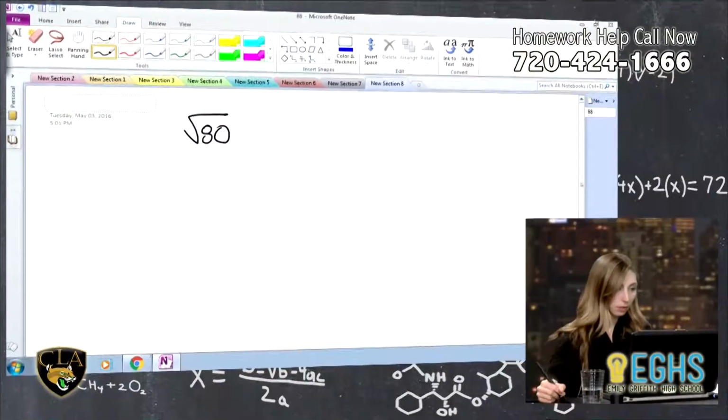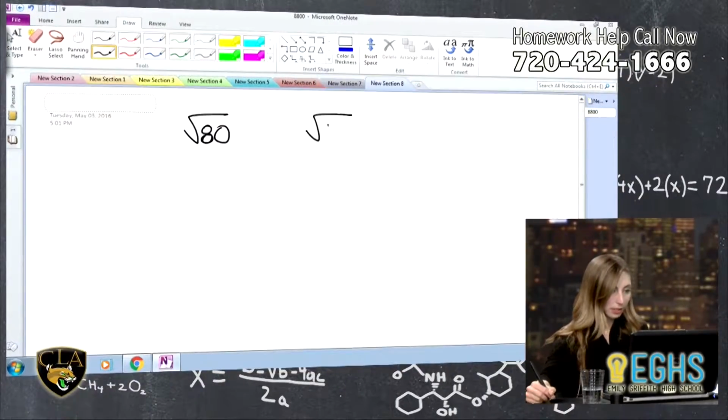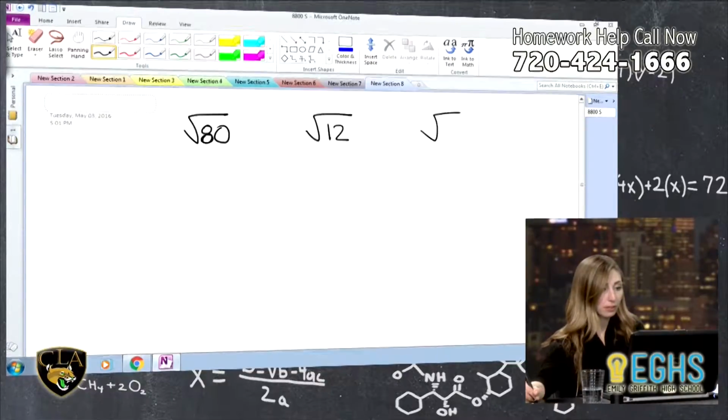Okay. Awesome. Do you have examples of some problems that you might have been given? Yeah. Looks like square root of 80, maybe, is what this is. And 12 and 20. Okay, and you're saying square root of 12 and square root of 20? Yeah.